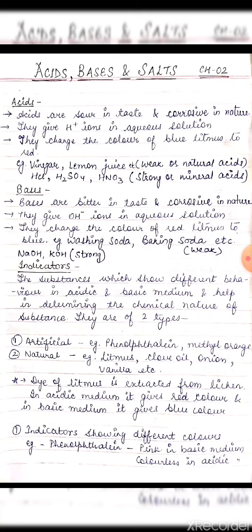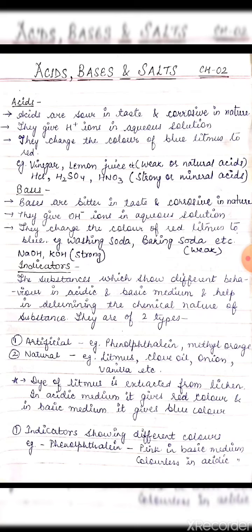So second point is they give H plus ions in aqueous solution. H plus ions are hydronium ions which acids give in aqueous solution when they are dissolved in water. So they break down into some of the ions, and one particular ion which is present in all the acids is H plus ion. They change the color of blue litmus to red.